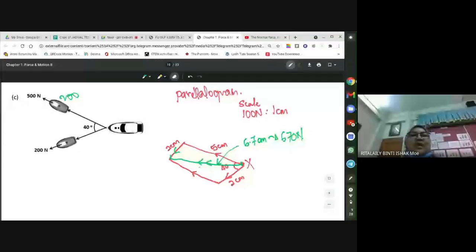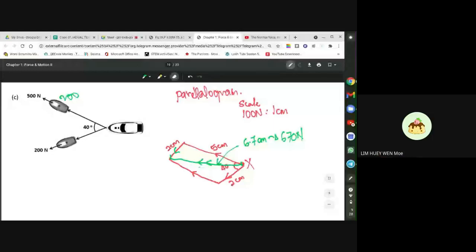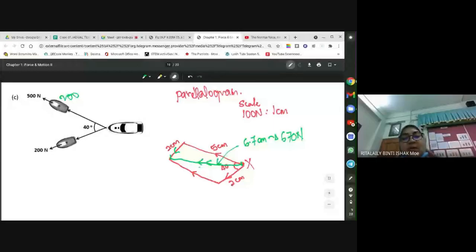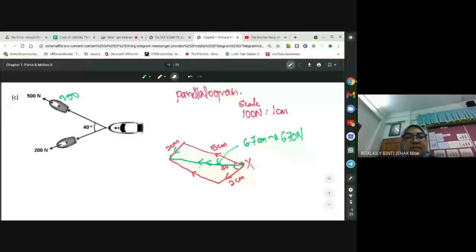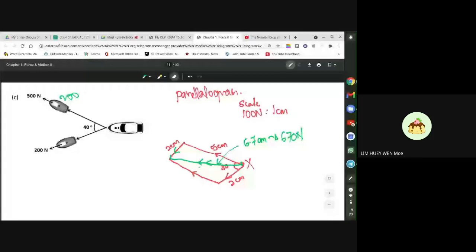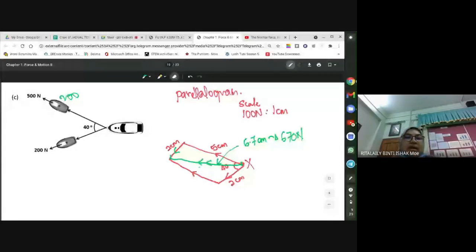Do you get 90 degrees for any of the forces? No. Since we did not get a 90-degree angle, we cannot use Pythagoras theorem. Pythagoras theorem is solely for a 90-degree triangle. But teacher, I'm not using the Pythagoras theorem. I'm using the trigonometry method. If you use trigonometry, you should get the same answer.